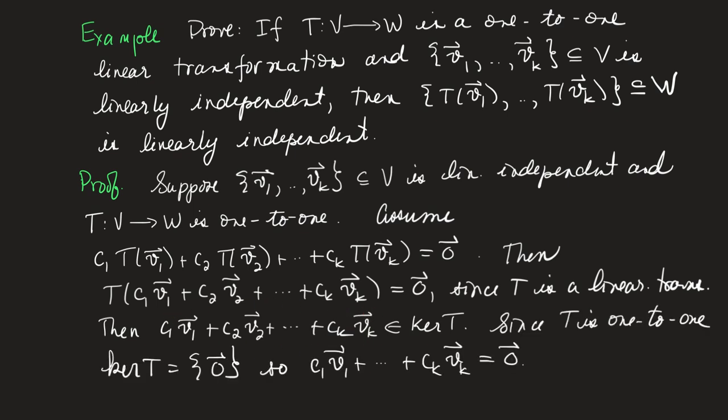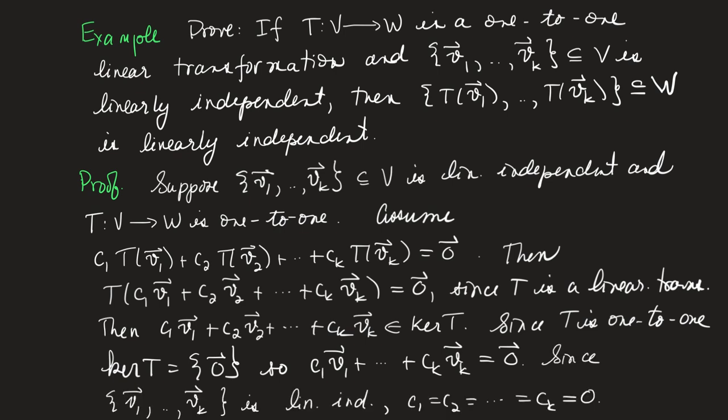So I've gone ahead and written that down. Since the kernel is 0, and this is clearly in the kernel because it maps to 0, it has to be exactly equal to the 0 vector. But this set is linearly independent. So if that set is linearly independent and we have this linear combination that's equal to the 0 vector, that tells me that each of C1 through Ck must be 0.